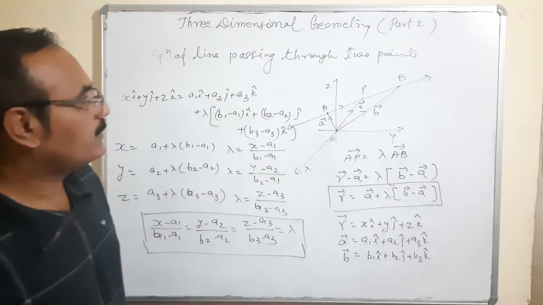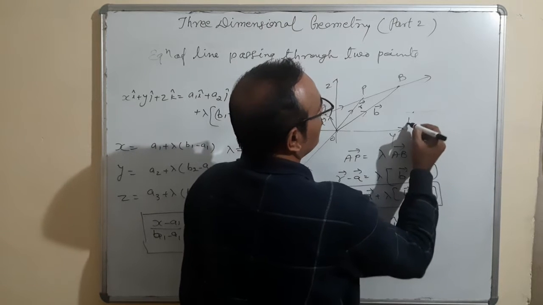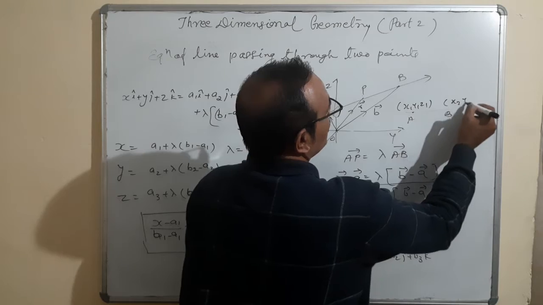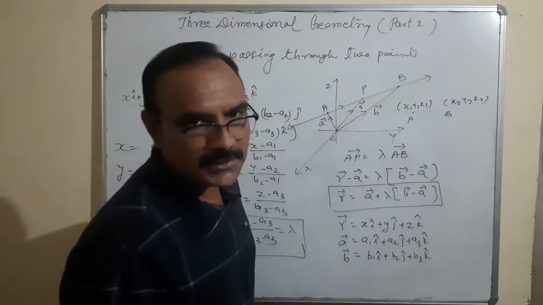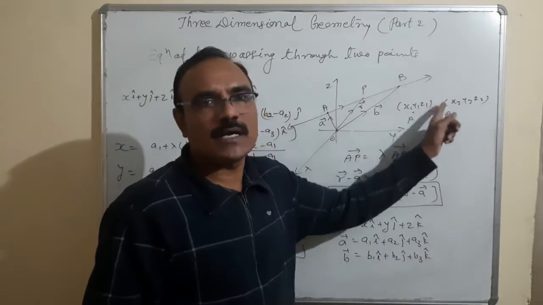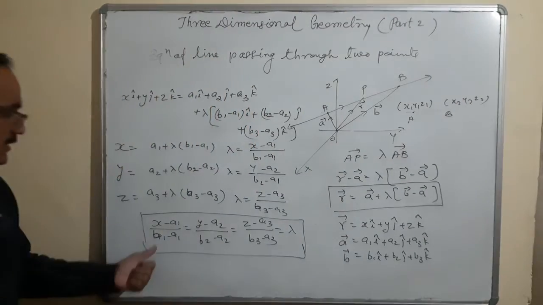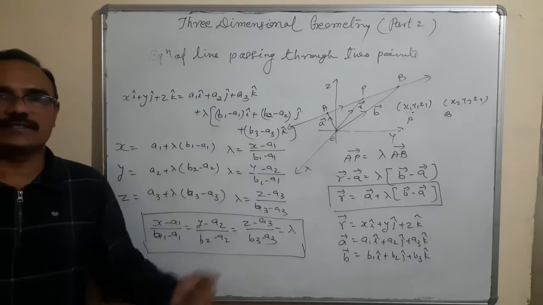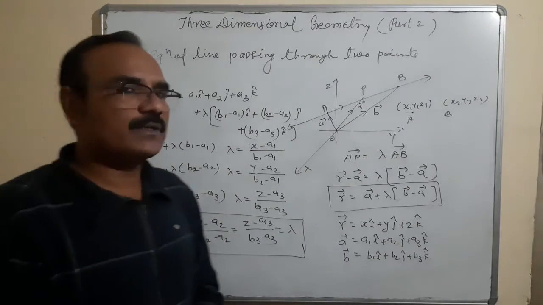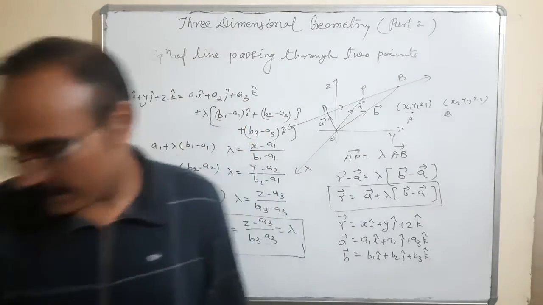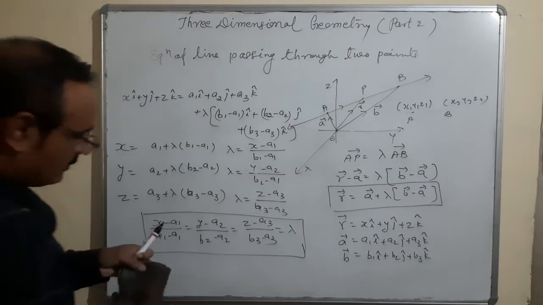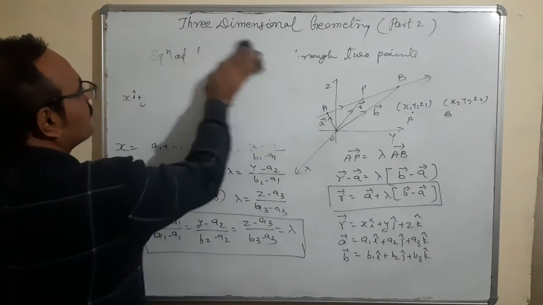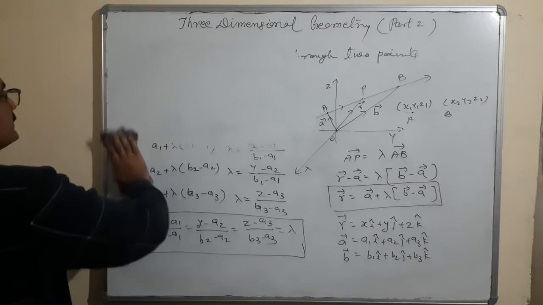When there are 2 points given on a line, suppose this is the line AB, and the points are x1, y1, z1 and x2, y2, z2. How to find their direction ratios? x2 minus x1, y2 minus y1, and z2 minus z1. Same as these are the direction ratios, b1 minus a1, b2 minus a2, and b3 minus a3. So this is the equation of the line passing through 2 points. The first one is the equation of the line passing through 1 point, second is the equation of the line passing through 2 points.